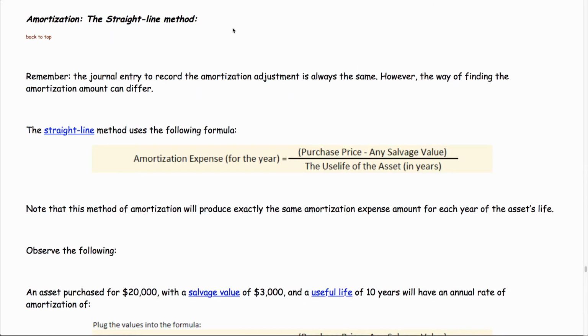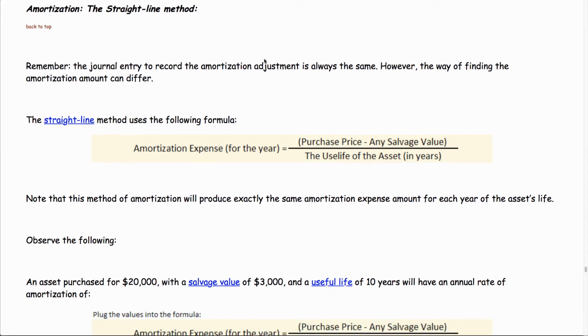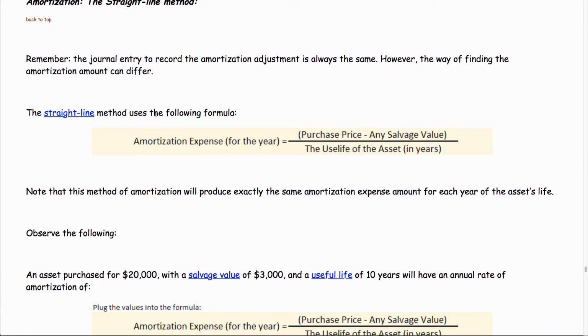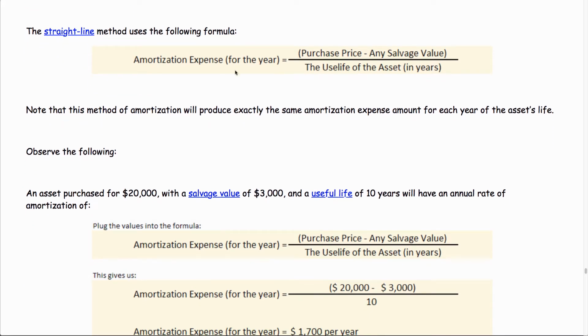Before we can start the exercise, we have to make sure we remember these formulas. There are two types of amortization formulas. The first is for the straight line method, and the structure of the adjustment is the same. It'll just be the dollar amount of the expense that changes. So the straight line method uses this formula, and it's really important to understand that these formulas give you the amortization expense for 1 year. If you need it for a month, then you have to divide by 12, for example, right?